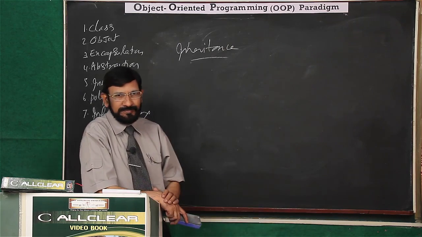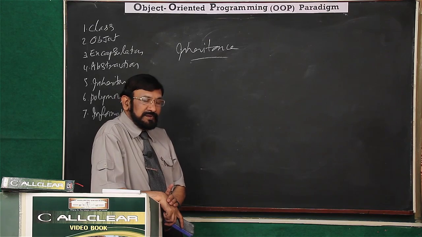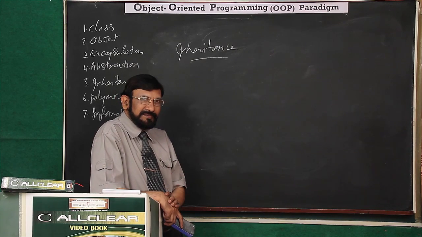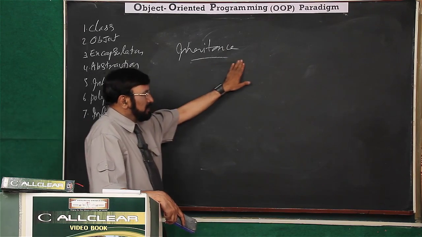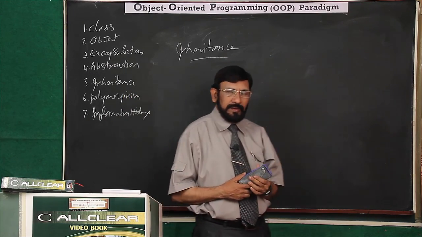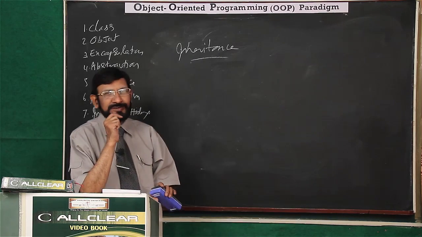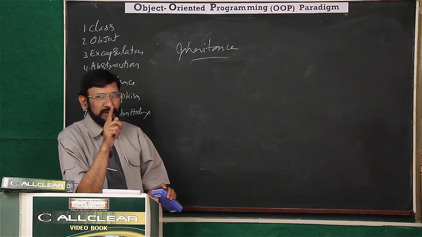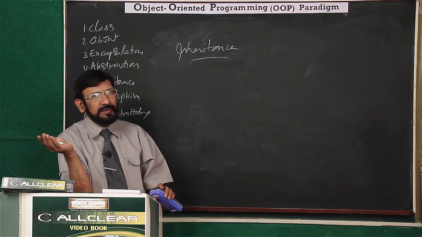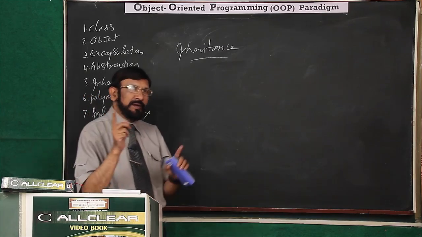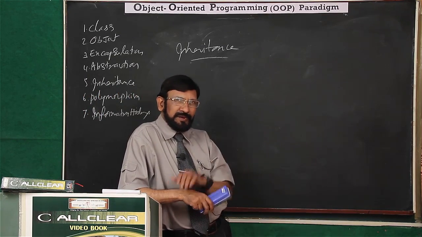But you should not take it wrongly that it is unconditional. Actually, there are certain conditions. There should be an is-a relation between the classes. Then only inheritance is possible. From a superclass, you can derive a subclass provided there is an is-a relation. An is-a relation means some nexus should be there between two classes.